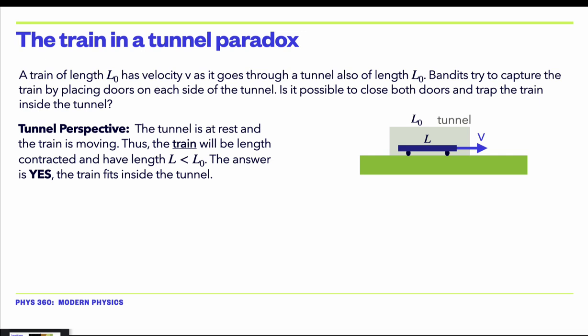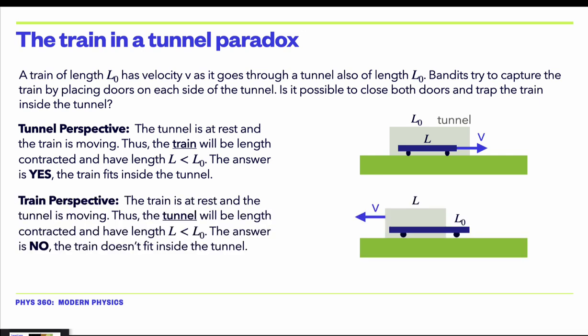From the train's perspective, however, the train is at rest and the tunnel is moving towards the train. So in this case, the tunnel is length contracted, and the train won't fit in the tunnel. So the answer is no. So the question is, how can both of these perspectives be correct?